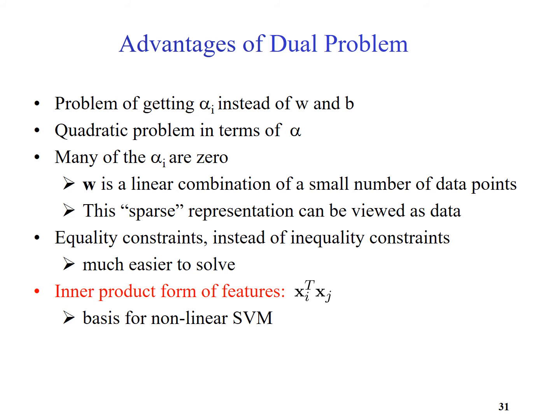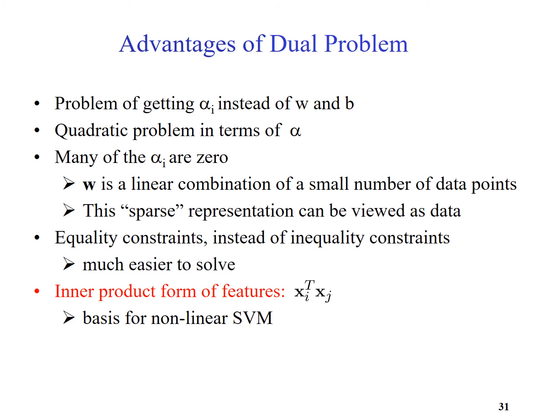The third reason is that many of the alpha are actually zero. Actually in SVM, only a couple of alpha are not zero. Most of the alpha are zero, and just a few, like 2 or 3, at most 4 alpha are not zero. So this makes our computation very, very easy, very fast. The alpha values are very, very sparse.